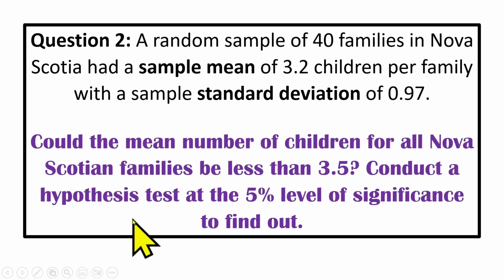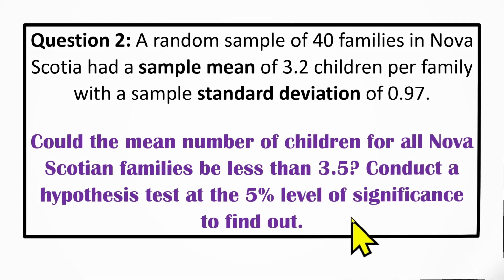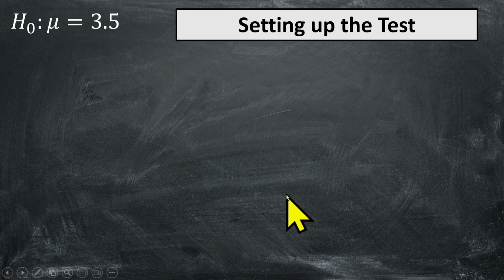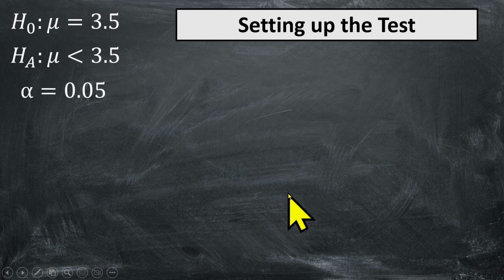And so the question here is, could the mean number of children per family for all Nova Scotian families be less than 3.5? Given this data, we're going to conduct a hypothesis test at the 5% level of significance to find out. So, setting up the test, our null hypothesis is that the true mean is 3.5. Our alternative is that the true mean is less than 3.5. We're going to test at the 5% level of significance.